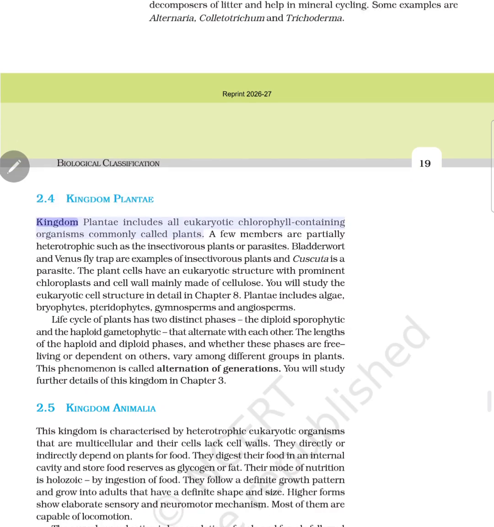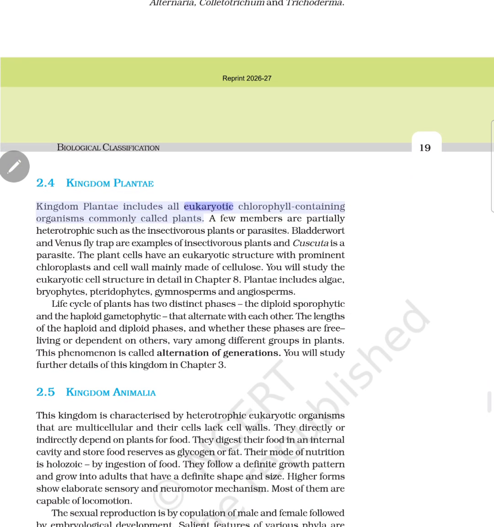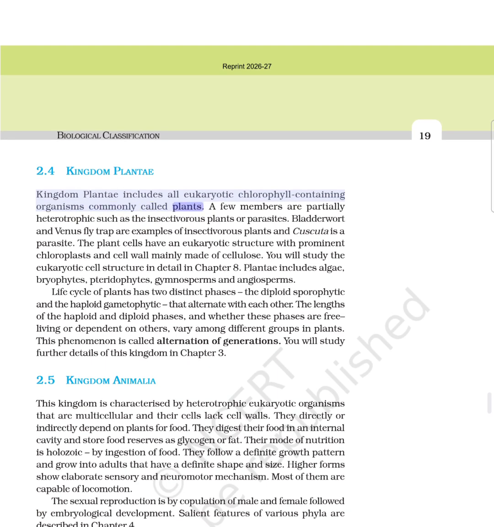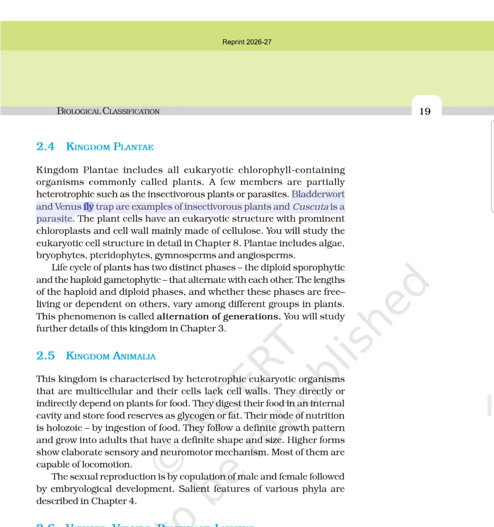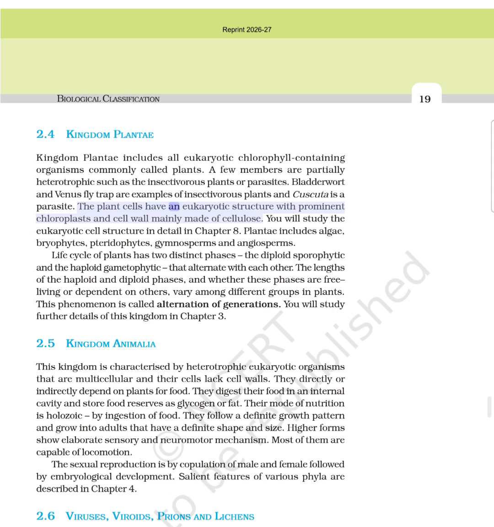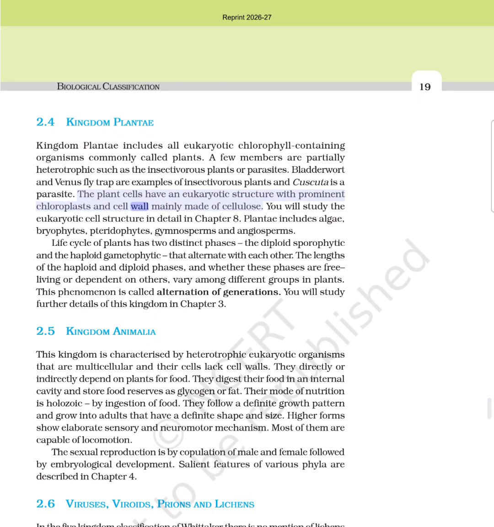2.4 Kingdom Plantae. Kingdom Plantae includes all eukaryotic chlorophyll-containing organisms commonly called plants. A few members are partially heterotrophic, such as the insectivorous plants or parasites. Bladderwort and Venus flytrap are examples of insectivorous plants, and Cuscuta is a parasite. The plant cells have a eukaryotic structure with prominent chloroplasts and cell wall mainly made of cellulose.